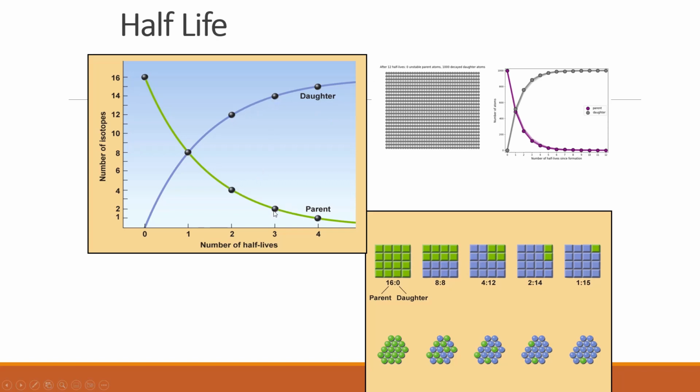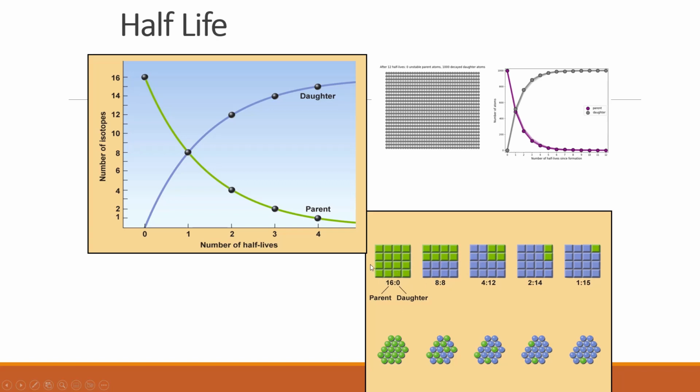After another half-life, half of the parent decay. So we will go from 2 to 1, and then that 1 will become 1 daughter. So we see that each time you decrease the number of parent by 50%. It's however much of the parent you have, half of that.